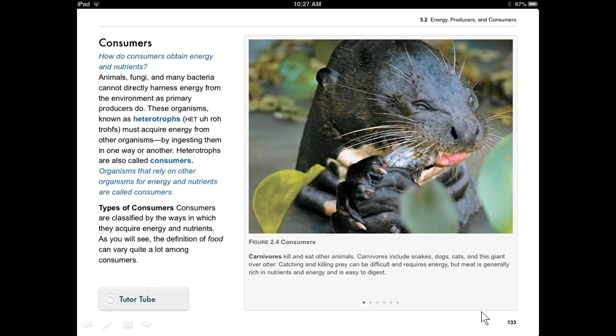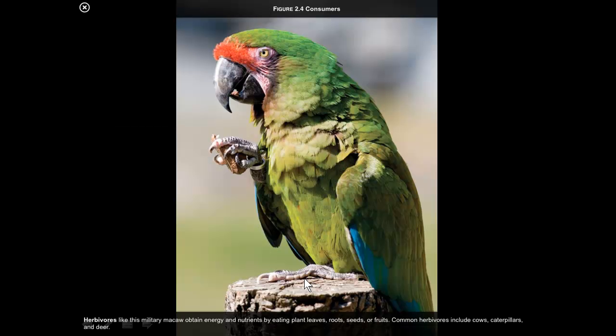Now, there are a whole other group of organisms that are consumers. They can't produce their own food. They have to eat other things. And we call these heterotrophs. And there are different kinds of heterotrophs. This consumer right here is eating a fish, and so that would be a carnivore because it's eating meat. Here we have this parrot, which is an herbivore, and it is eating plant leaves, roots, seeds, fruits, things like that.